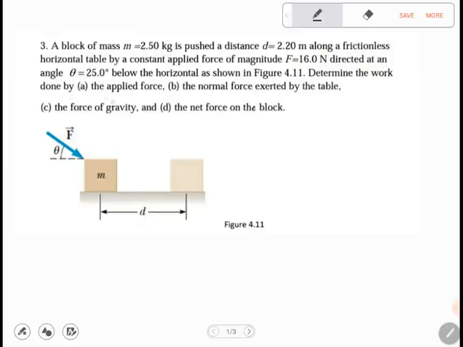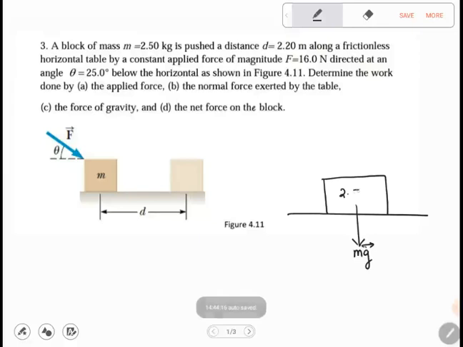Determine the work done by the applied force, the normal force, the force of gravity, and the net work on the block. First of all, we need to draw a free body diagram. It will be really important not to ignore that. Imagine this is a table, and on this table we have this block. The weight is mg, and the mass is 2.5 kg as given in the question.